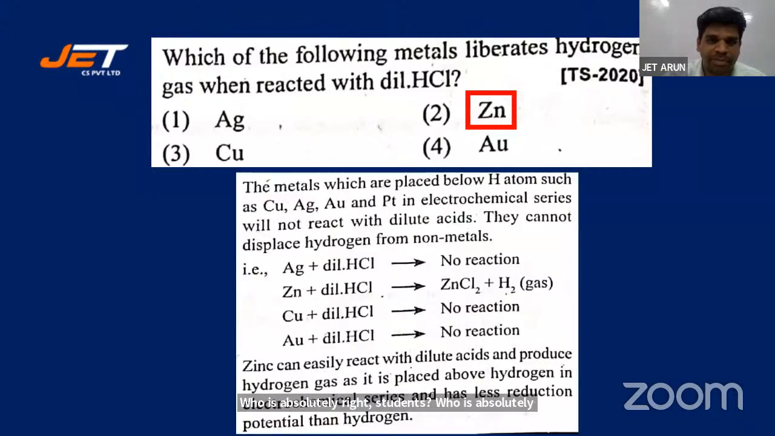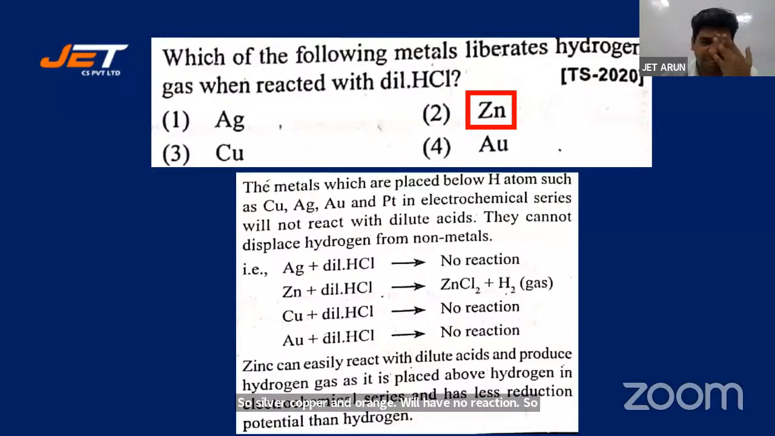Okay, here's the statement and the reactions. He has given reactions of all the elements with dilute HCl. I suggest you go through this one. The metals which are placed below hydrogen, such as copper, silver, aurum, and platinum in the electrochemical series, will not react with dilute acids. They cannot displace hydrogen from non-metals. So silver, copper, and aurum will have no reaction.